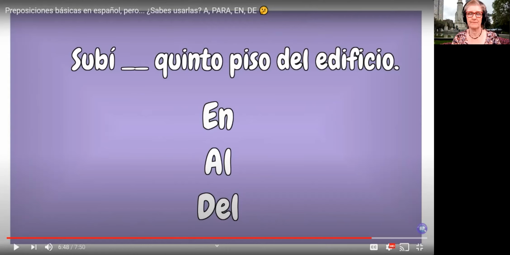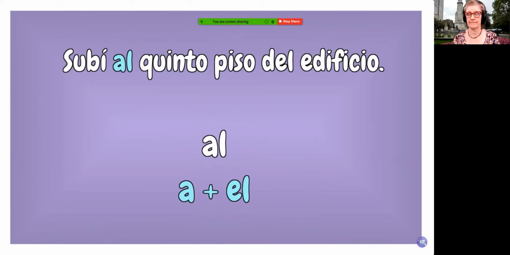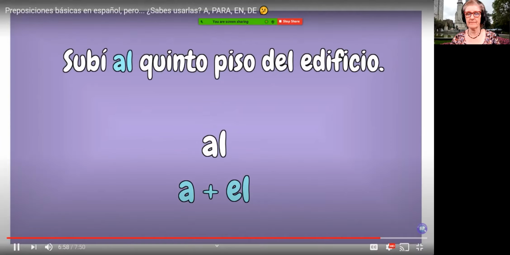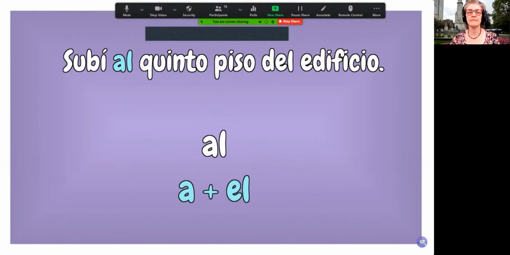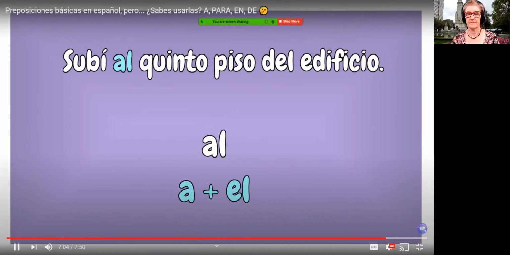Well, okay. So I went up to 5th floor or 6th floor, depending on how you interpret. La respuesta correcta en este caso es subí al 5º piso, porque en este caso el 5º piso es el destino. Y recuerda, a, el, al. Subí al quinto piso del edificio.